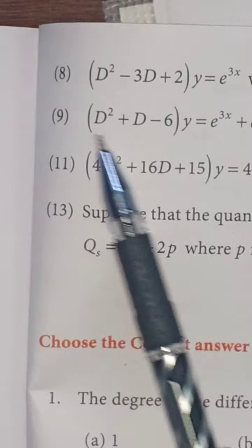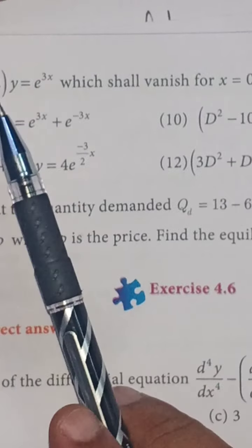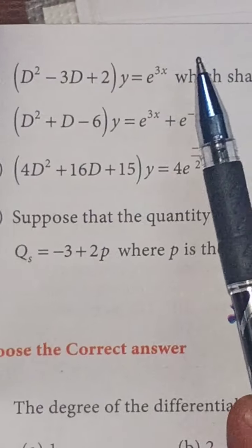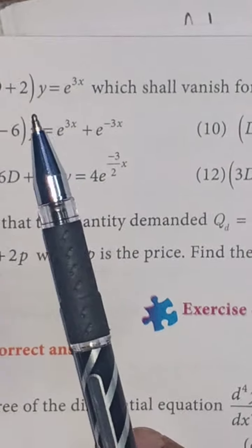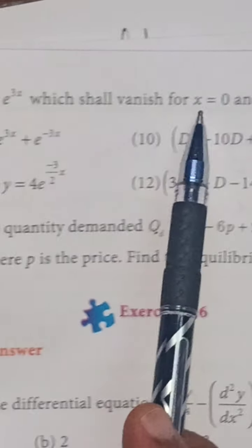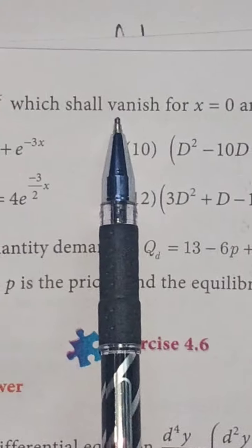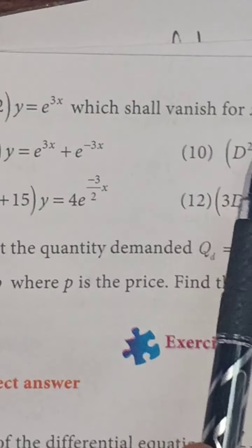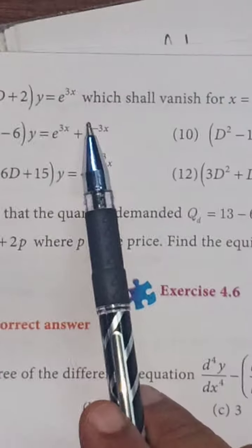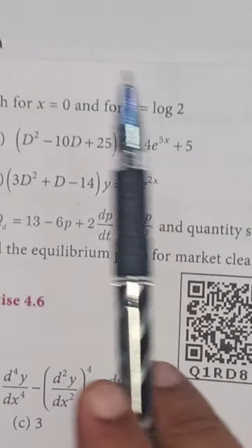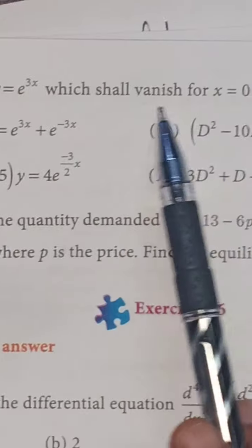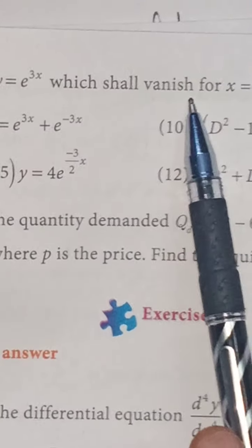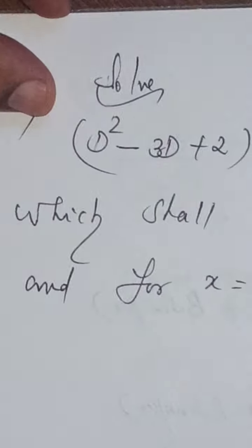That means, the solution for this equation, you know very well, is y equal to complementary function plus particular integral. That y shall vanish for x equal to 0. Vanish means it becomes 0. That is, when x equal to 0, y equal to 0. When x equal to log 2 also, y equal to 0. That is the meaning of vanish. Here is the question.